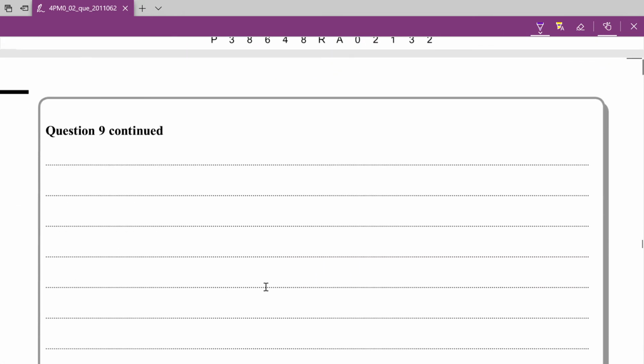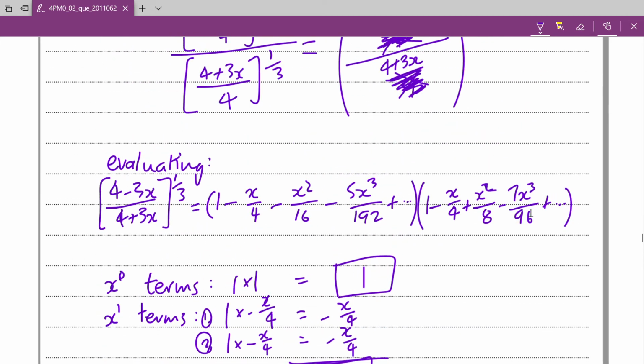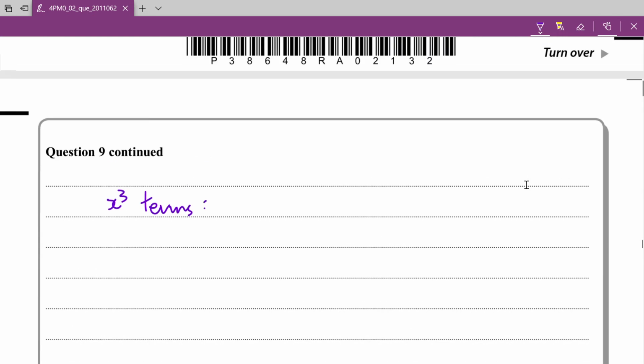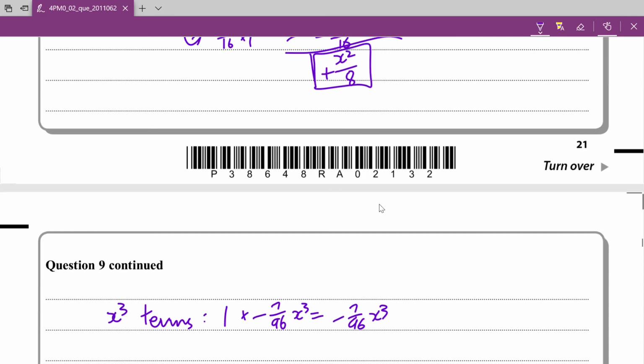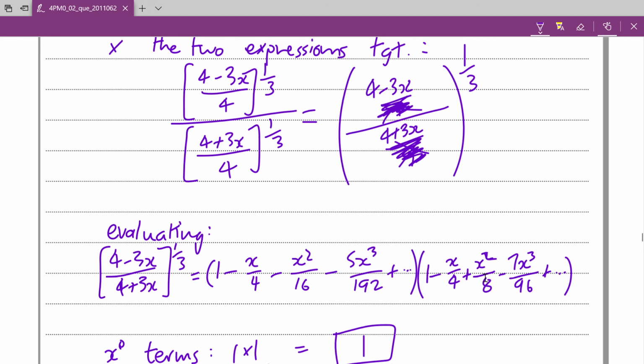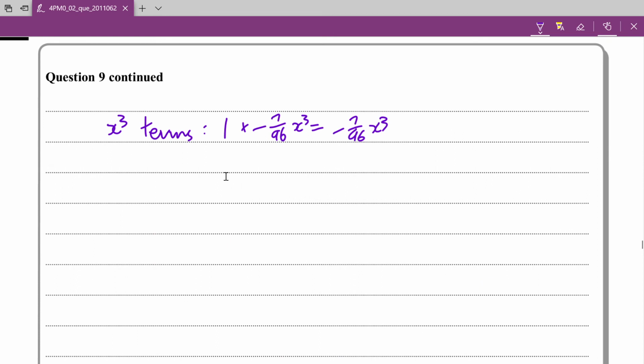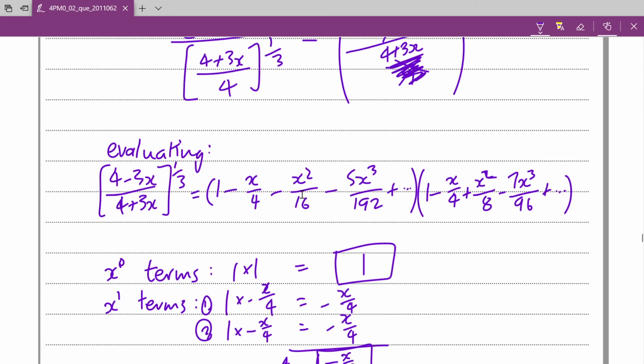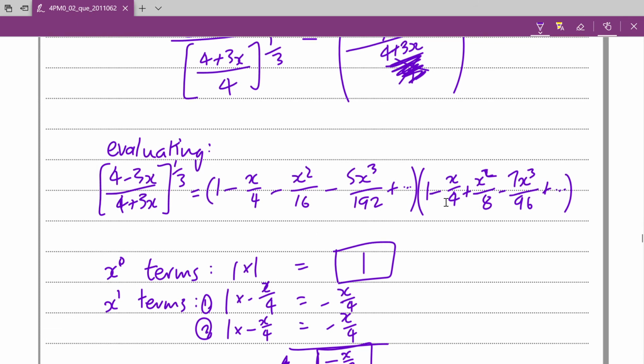And finally, we'll have to jump onto a new page for these x cubed terms. But anyway, first we have 1 multiplied by minus 7 over 96 x cubed. And then we also have minus x over 4 multiplied by positive x squared over 8. So minus x cubed over 32. And then we have this x squared over 16.